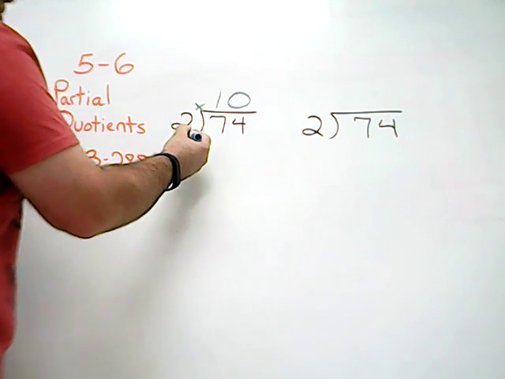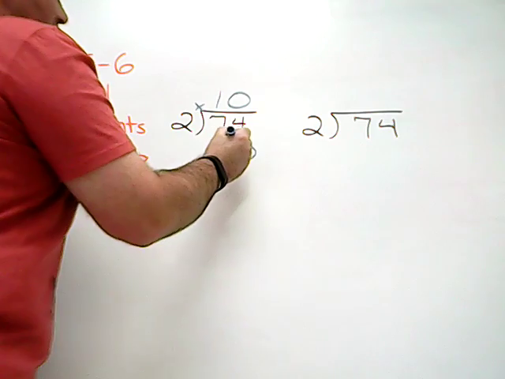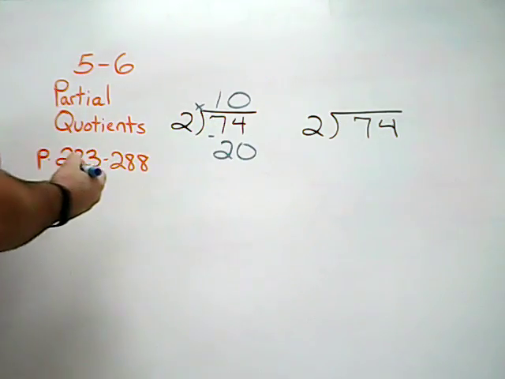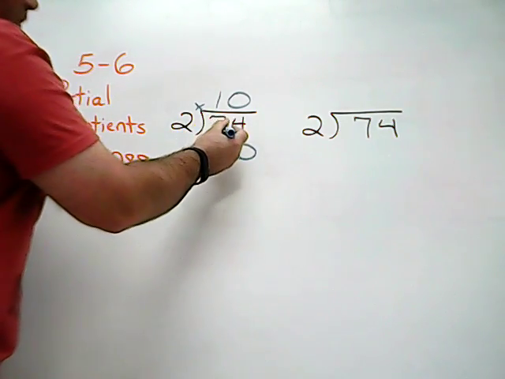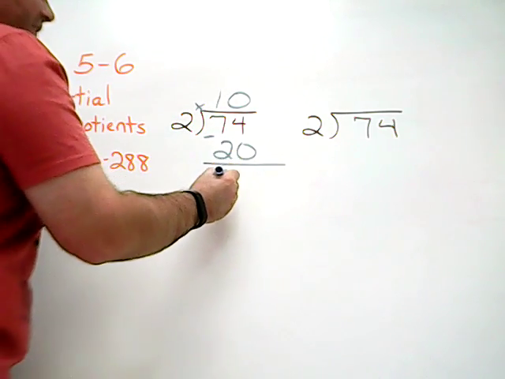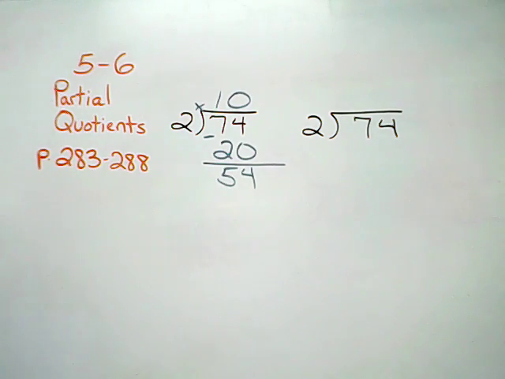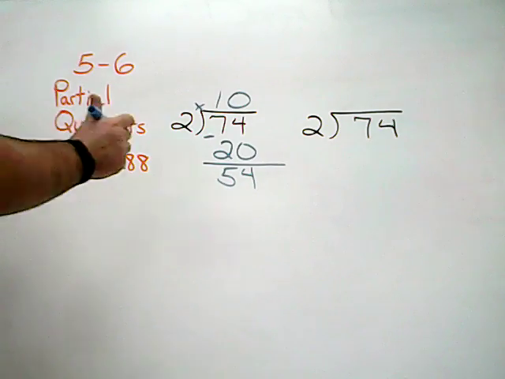10 times 2 equals 20. I'm going to put my answer of 20 down here, and I'm going to take the difference between 74 and 20. When I do that, I'm left with 54. Way too big of a number. I'm certainly not finished. Well, let me see if I can do another 10.